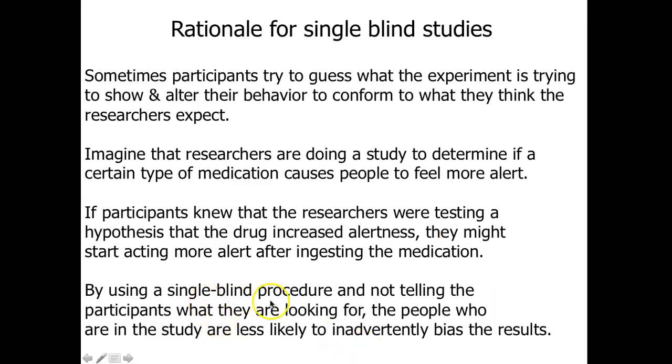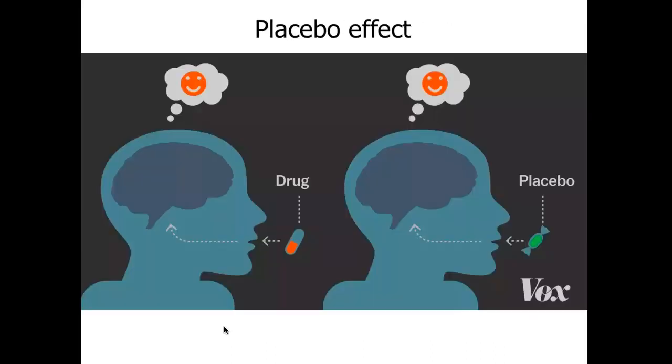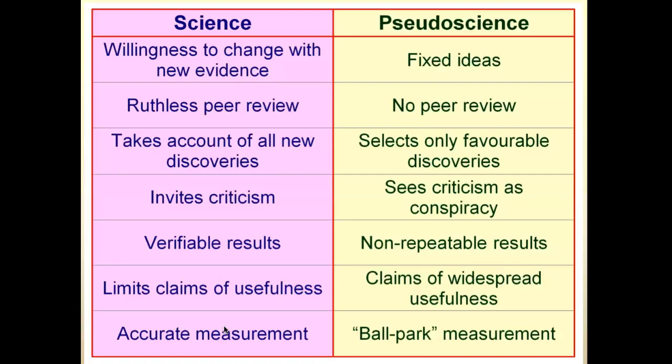So if you use a single blind procedure and don't tell the participants what you're looking for, the people in the study are less likely to have inadvertently biased the results. And so the double blind is even better than that because again, the researchers themselves can start to have bias. They can start to look for differences in the patients because they know who got placebo, who got experiment. All right, I know I'm repeating myself, but the double blind is the best.